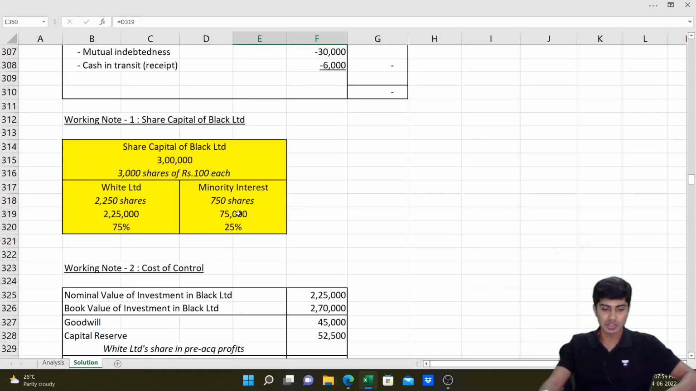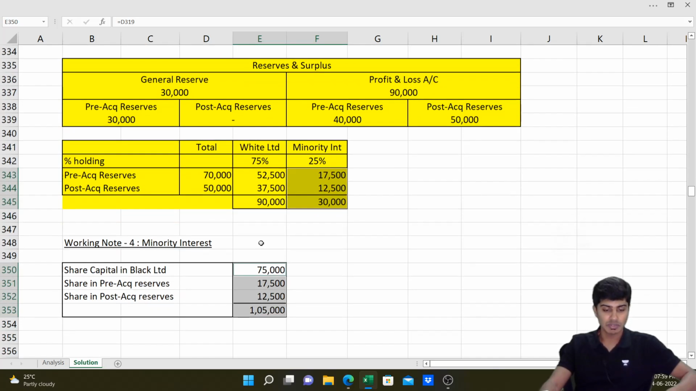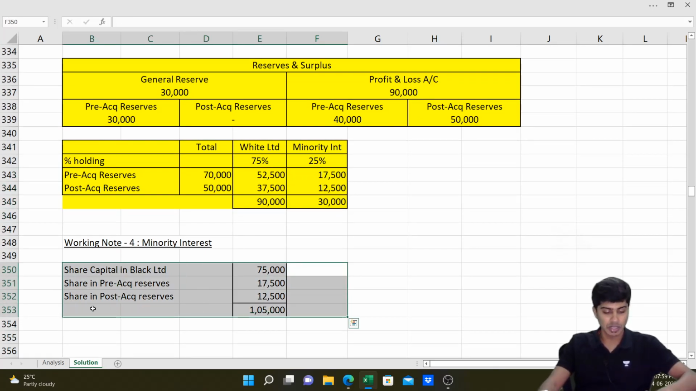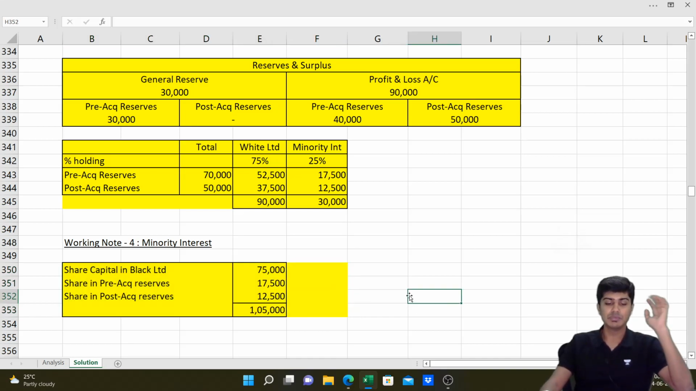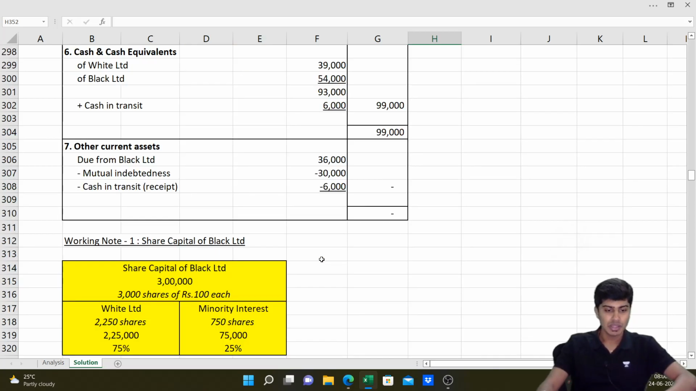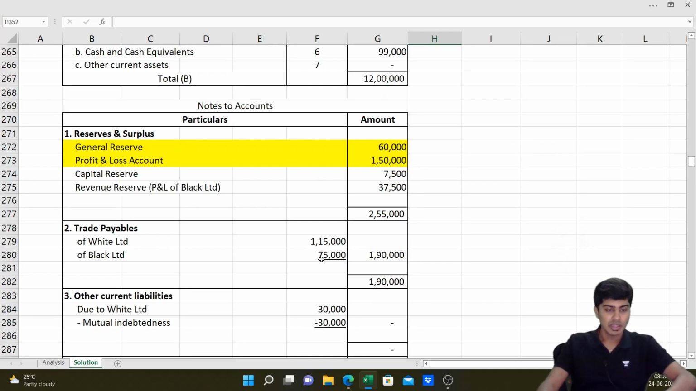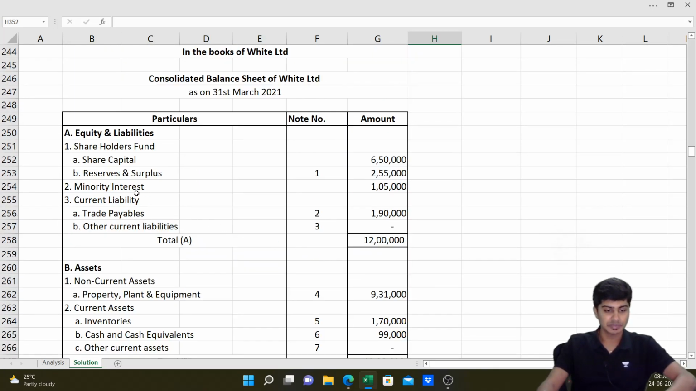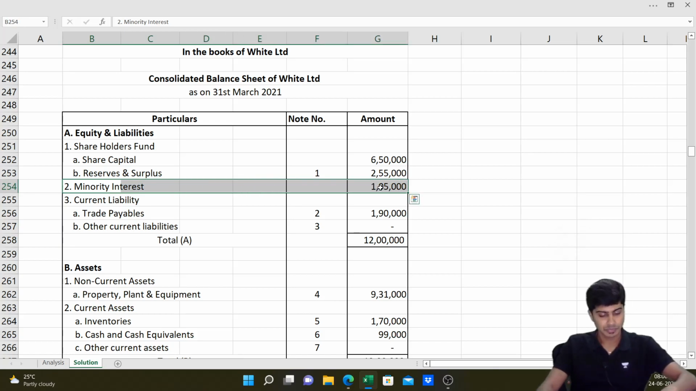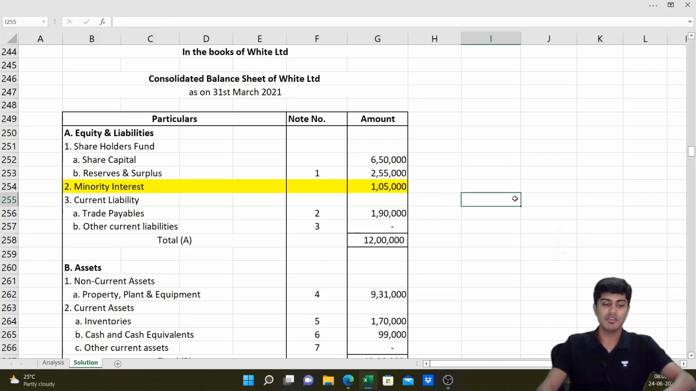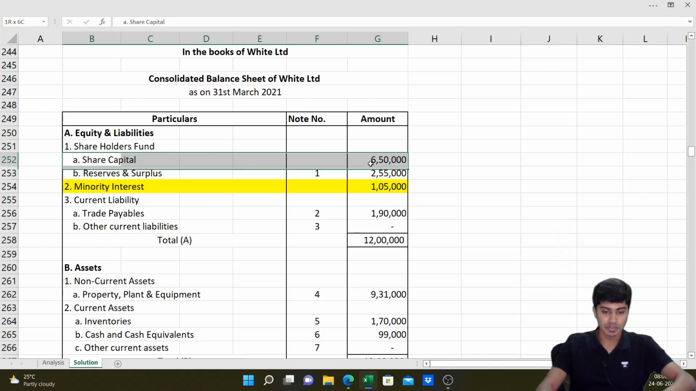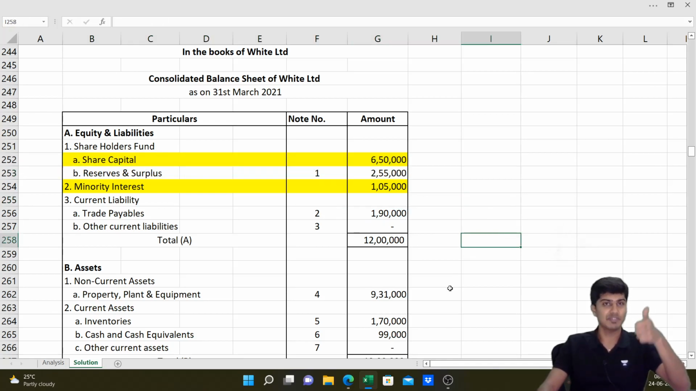Here we have categories, no? 75,000 minority. So I have taken that 75, 17,500 and 17,500. So total minority interest portion comes to 1,05,000. Got it? So let's go to the balance sheet also. And in my balance sheet also, I will mark my minority interest, 1,05,000. We've understood that. We've also understood our share capital of 6,50,000.